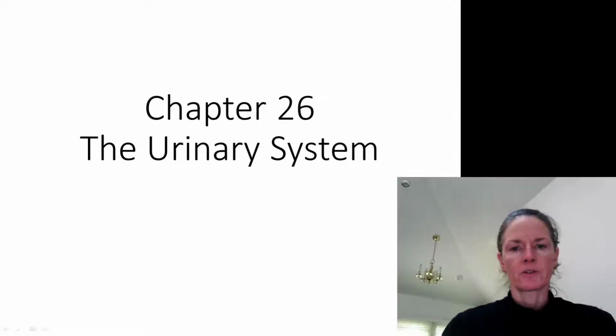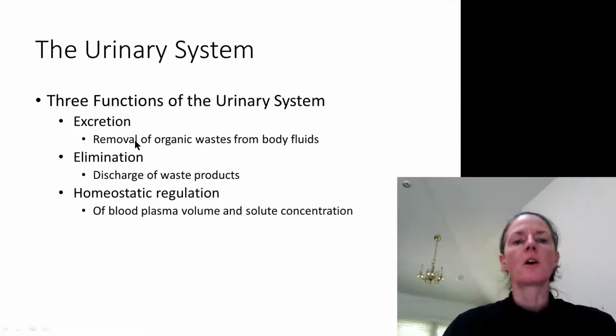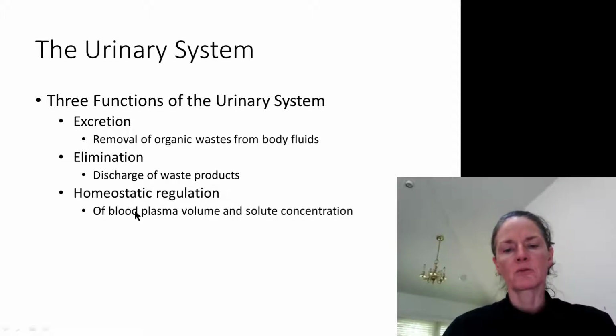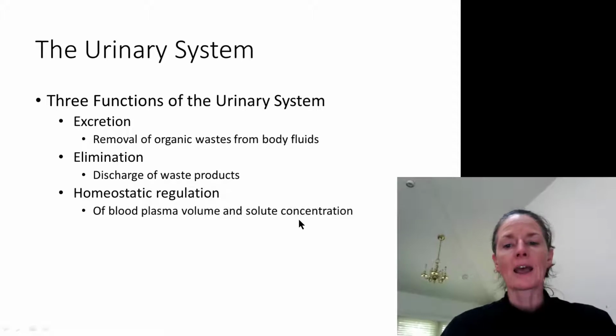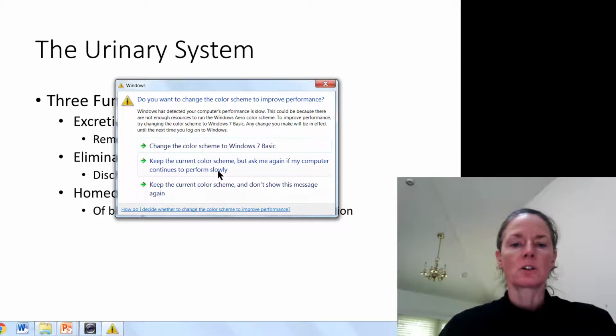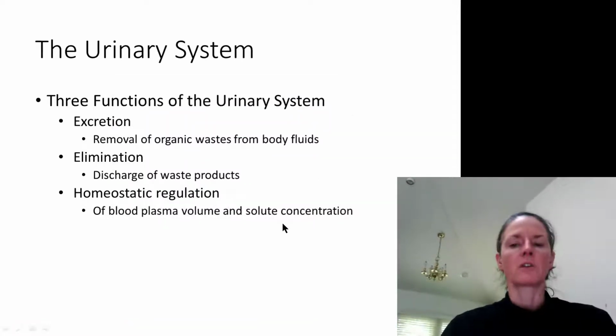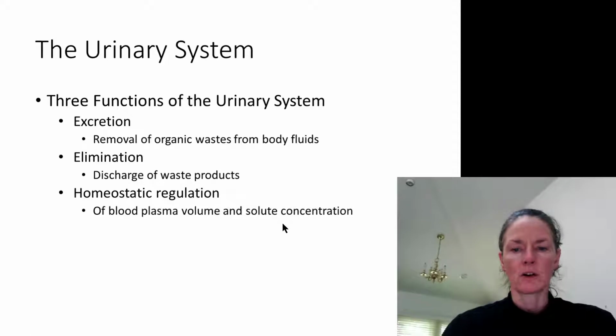Now let's delve into the urinary system, which provides a very important mechanism of homeostasis for the body in that, one, it excretes or removes organic waste from body fluids. It will then eliminate these body fluids as urine. And we also have homeostatic regulation of blood volume and solute concentrations, first of all, by regulating the amount of fluid that is lost and the amount of solute concentrations of things like sodium, potassium, hydrogen, and other things that we don't really need in the urine.